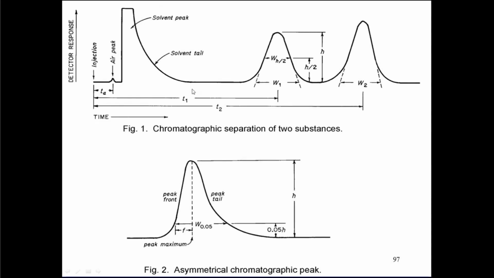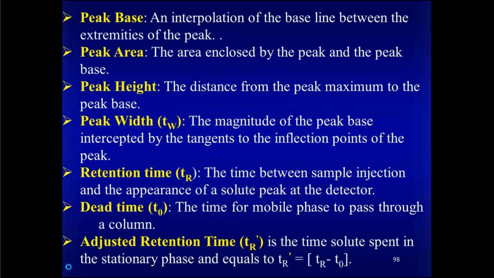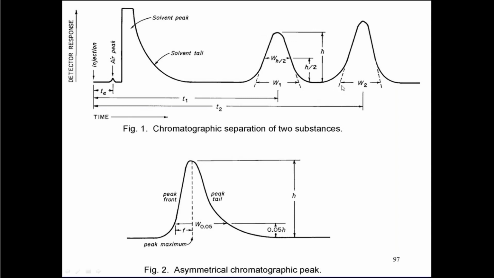This is your solvent peak, that is the carrier gas peak. Here you are getting two peaks. These are the sample peaks. Now this is the width of the first peak, and this is the width of the second peak. So what is the width of the peak? I'll give you the explanation of various terms in the next slide. I also mentioned about peak fronting and peak tailing.